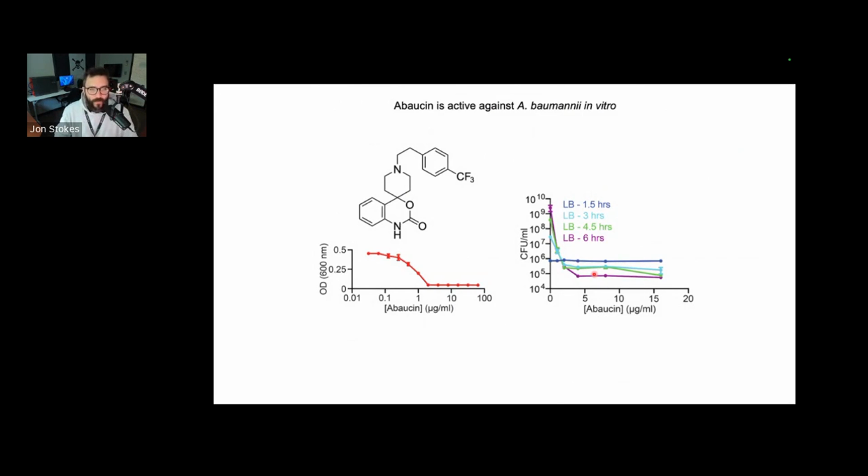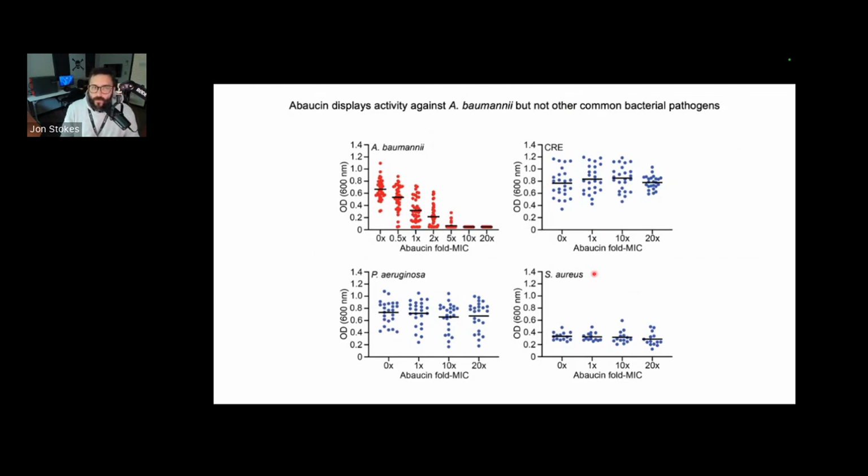Okay, so we had this molecule that was structurally novel and it worked in vitro. We then did an experiment to see what was the spectrum of activity. So we took this molecule and tested it against clinical isolate panels of Acinetobacter, carbapenem-resistant Enterobacteriaceae, Pseudomonas aeruginosa, and Staph aureus. Every dot on every plot is a different clinical isolate. And what we see on the vertical axis is growth, horizontal axis is increasing concentration of compound.